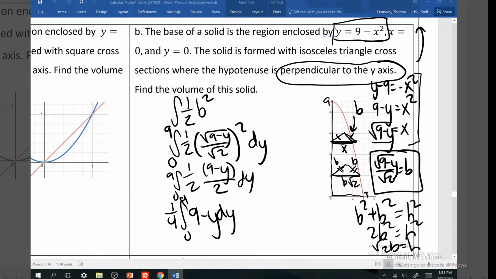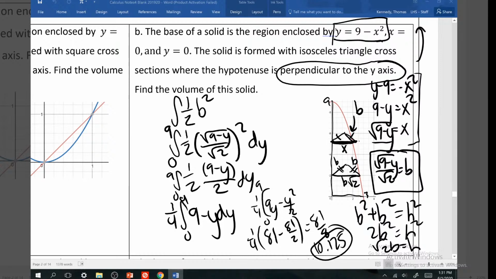Okay, so now I'm going to integrate, and I'm going to get 9y minus y squared over 2, times 1/4, evaluated at 0, 9. Then we just chuck 9 in there, and we get 1/4 times 81 minus 81 over 2, which is just 81 over 8, or what, 10.125.